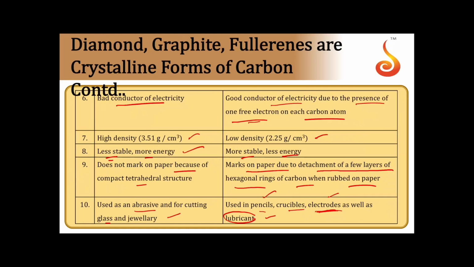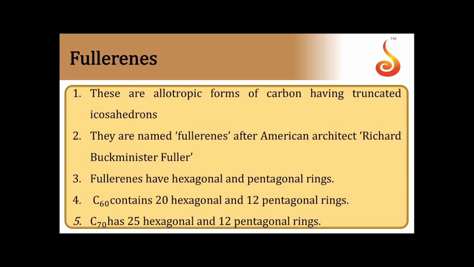These are some of the differences between the allotropic forms of carbon, diamond and graphite. Then comes the fullerenes.